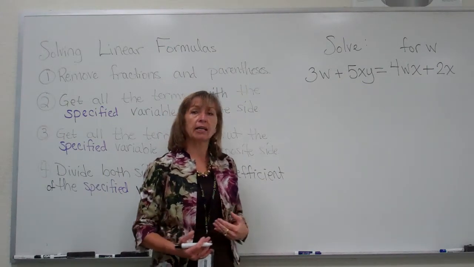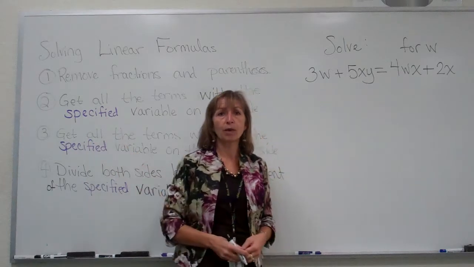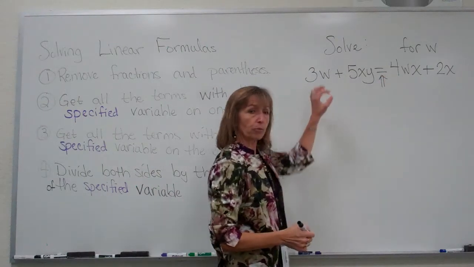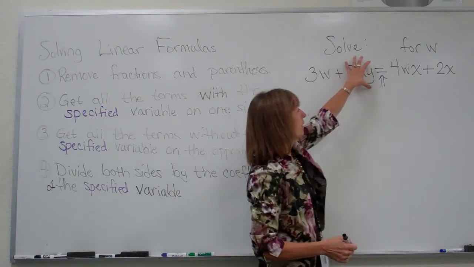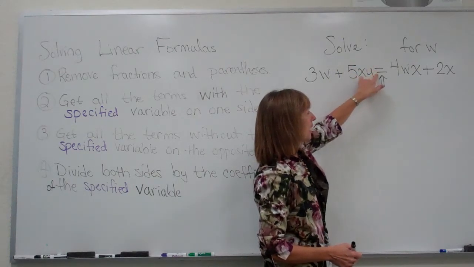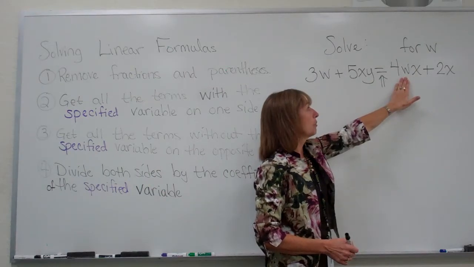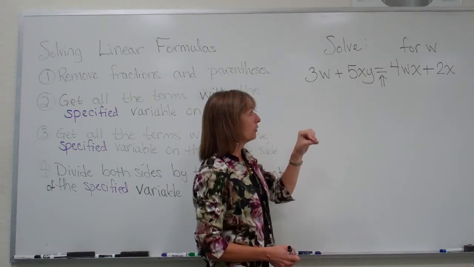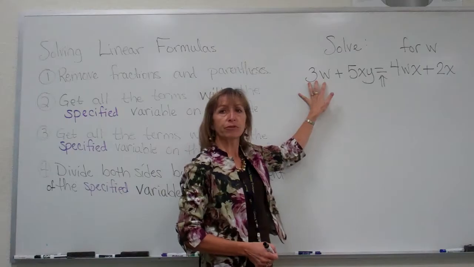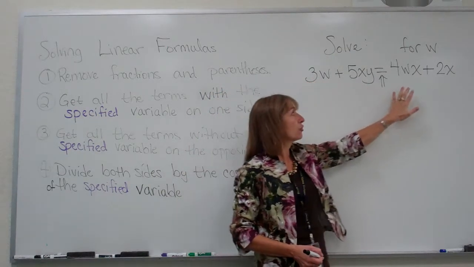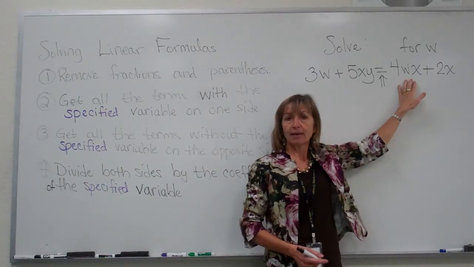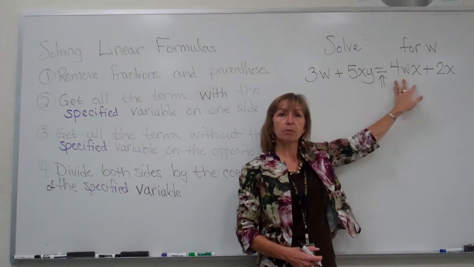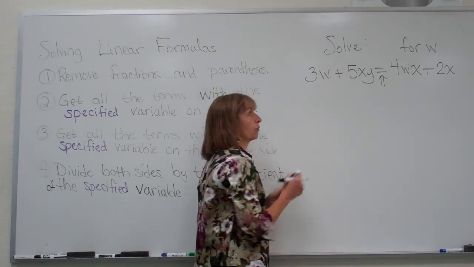The second step is I want to get all the terms with the specified variable on one side of the equation. Here's my equal sign, and when I look at the terms, I have a 3w term and then a 5xy term on the left side of the equal sign, and on the right side of the equal sign I have a 4wx term and a 2x term. So when I look for all the terms that have the variable w in it, my specified variable, I have a term of 3w on the left side, and I have a term of 4wx on the right side. I need them to be on the same side of the equation. So I'm going to go ahead and subtract 4wx from both sides to move that term to the other side.